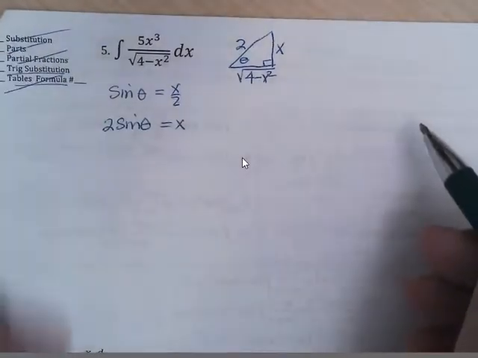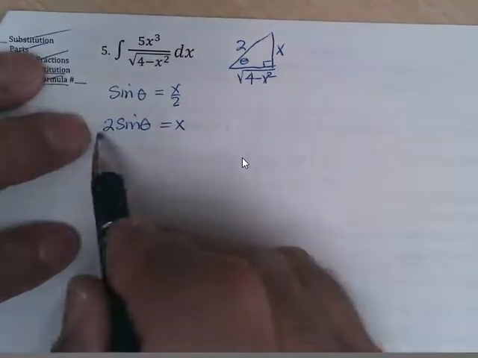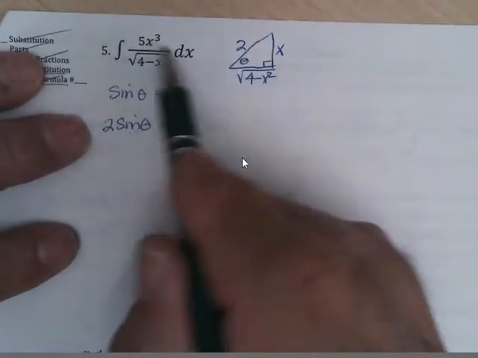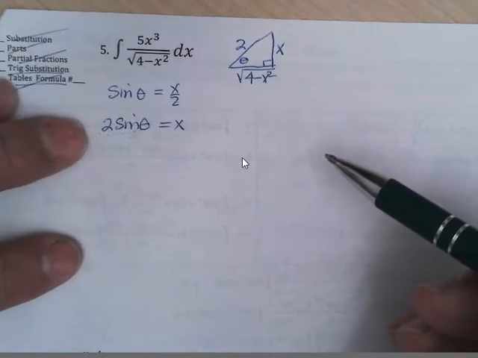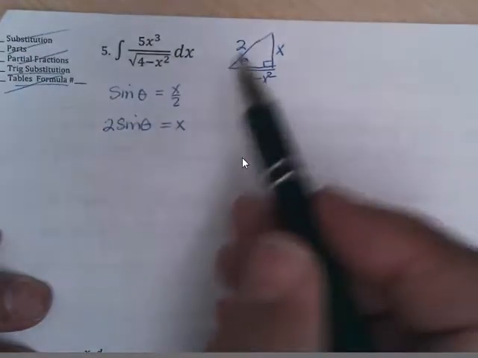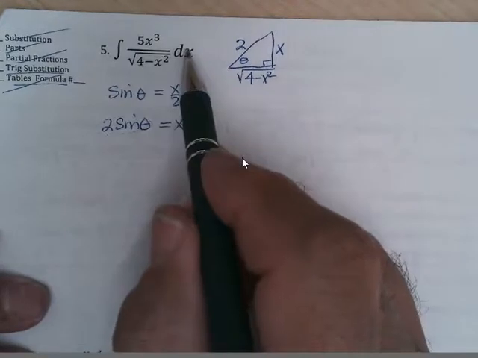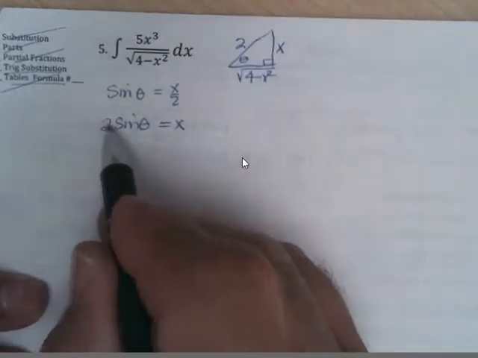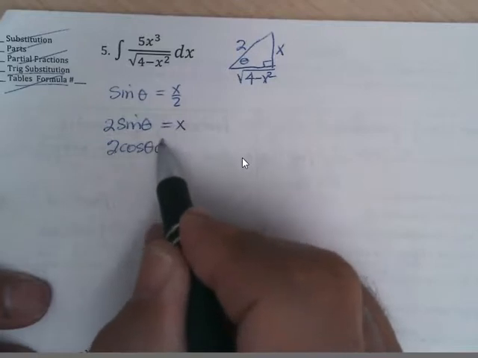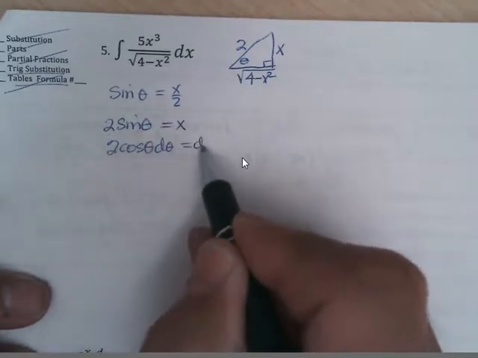And once again, you could do this problem by then putting 2 sine theta in for that x and in for that x and doing trig identities to simplify it. Or you can continue on and find the derivative. We got to replace dx. You got to do that anyway. Derivative of this would be 2 cosine theta d theta equals dx.